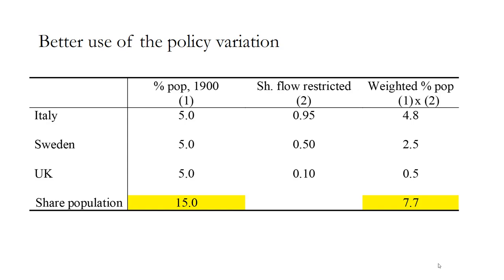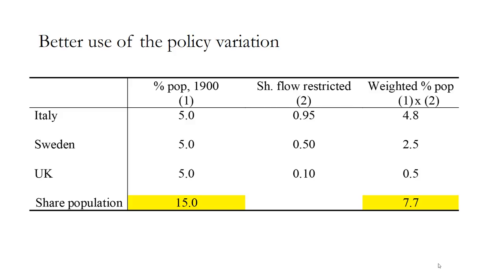We want to do something a little bit more sophisticated than that and use the fact that for various restricted countries, the restrictions were more severe. So imagine a location that has an immigrant population from 3 different areas, Italy, Sweden, and the UK, and each represents 5% of the population. So under that simple measure that I just showed you, we would say that 15% of the population was potentially affected by the policy.